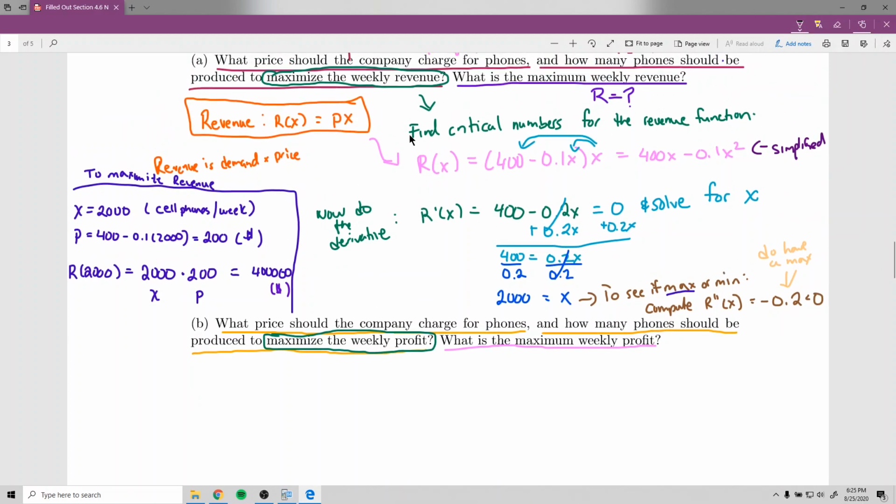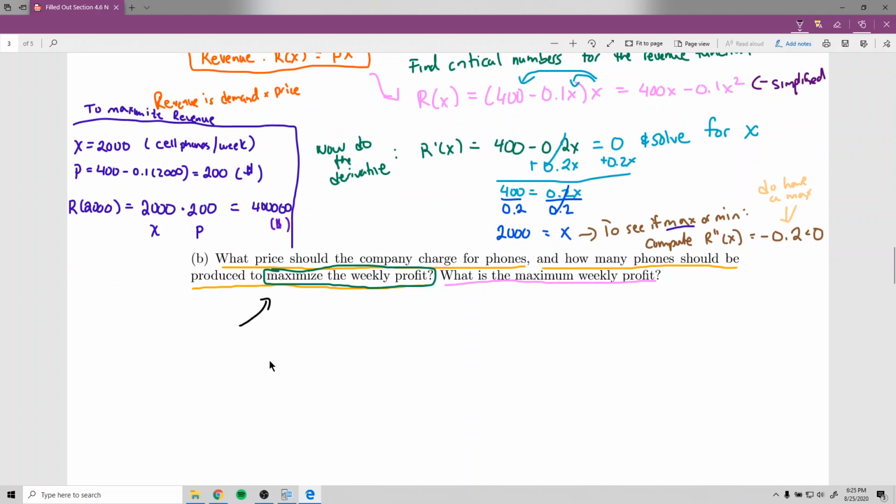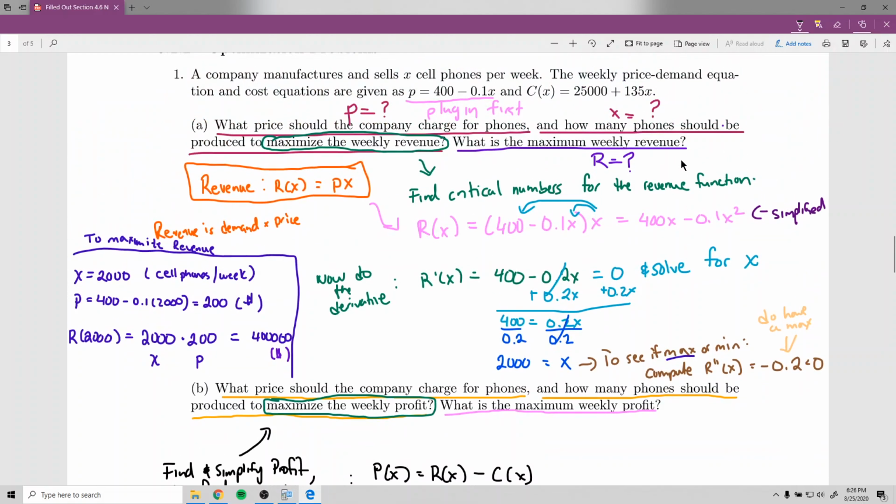Like last time, we don't want to just start off and do the derivative of something right away. We need to find and simplify the profit function. Then find the critical values. So remember, the profit function, P of x, is revenue minus cost. That's why you're given cost in the problem. Even though we didn't use it in the first part, we're going to use it now.